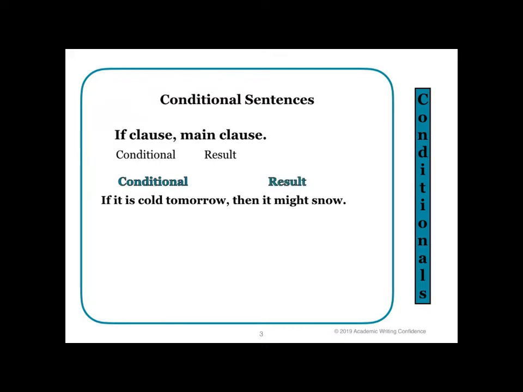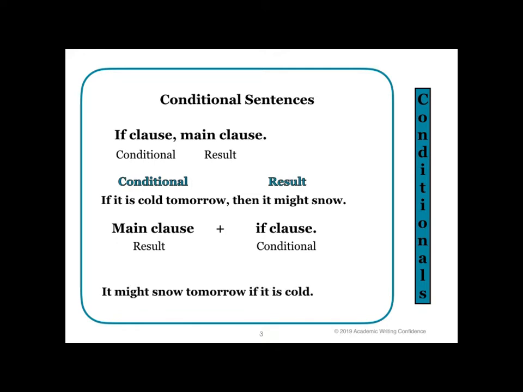Then it might snow. We can also write these sentences in this pattern. We start with the main clause and add the if clause at the end. Now, in this case, the result comes first, followed by the conditional part of the sentence. So the previous example would look like this: it might snow if it is cold. Here you can see the result, it might snow, is followed by the conditional, if it is cold.